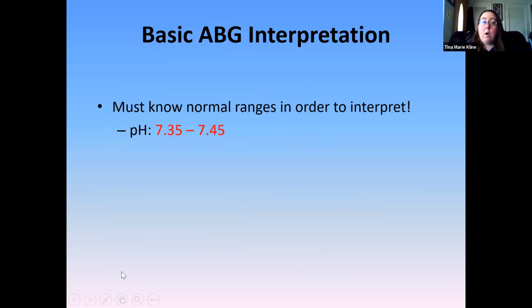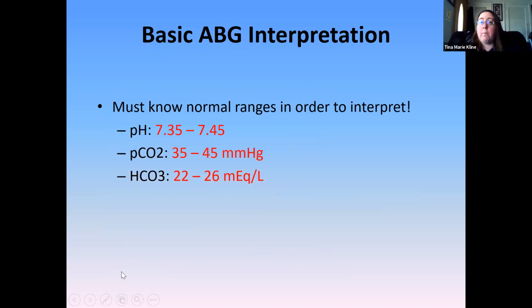Again, you have to know your normal ranges in order to interpret your ABGs. These numbers have to be committed to your memory. No ifs, ands, or buts.